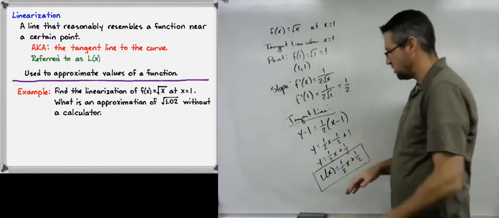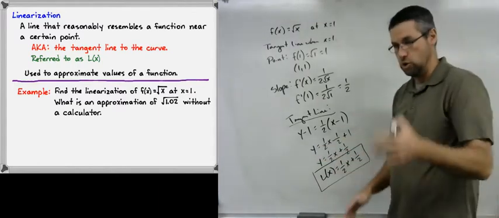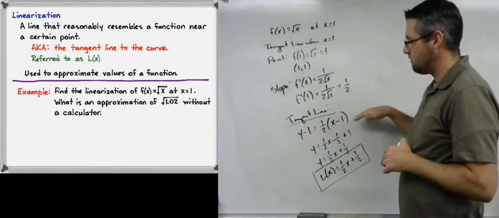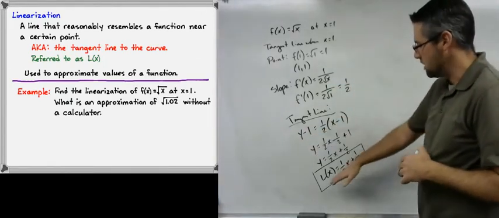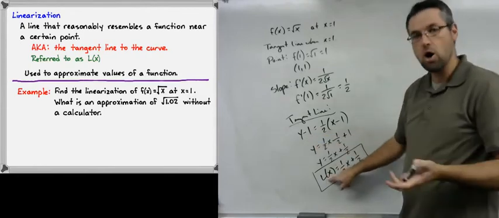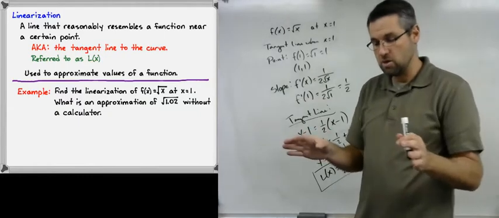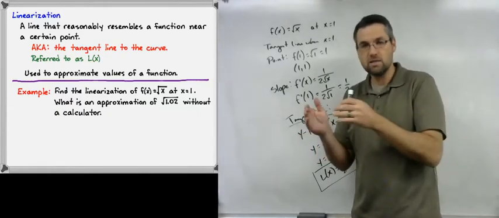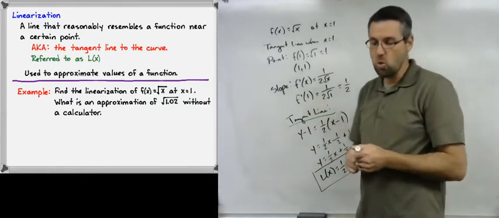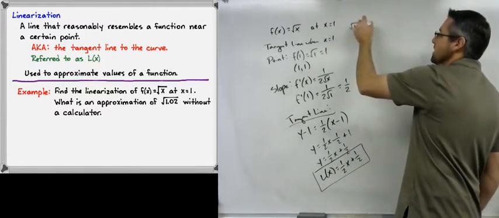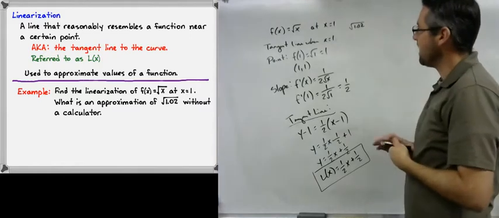It's the linearization. The only difference between linearization and tangent lines is that instead of just leaving it in any form you want, you have to get it so that the y is isolated, and then we call it L of x. Now, the second part of this question says, what is an approximation for the square root of 1.02? So we're trying to figure out what this is without the aid of a calculator.